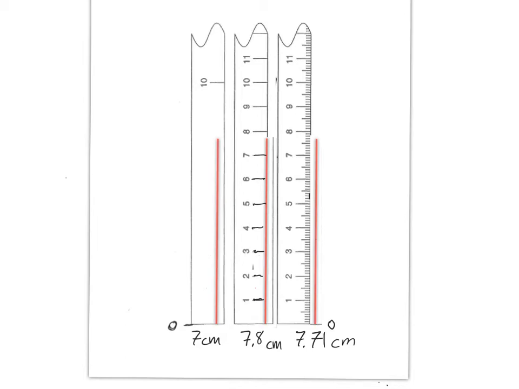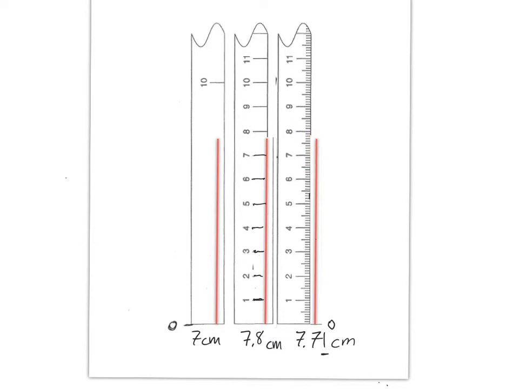7.71. I am estimating now to the 100th of a centimeter. I can make that estimation because we have graduations that are to the tenths place. So here's the general rule: your measurements must always be an estimate between the known values on your instrument, like your ruler or your graduated cylinder.